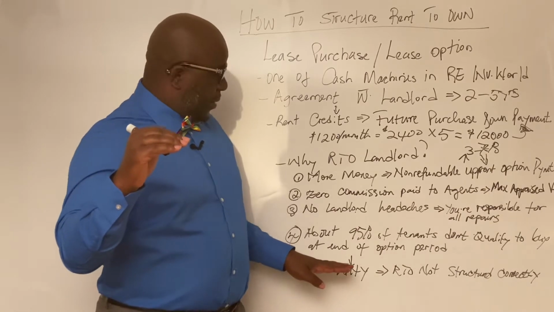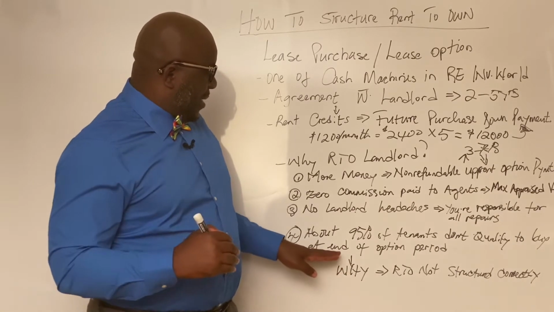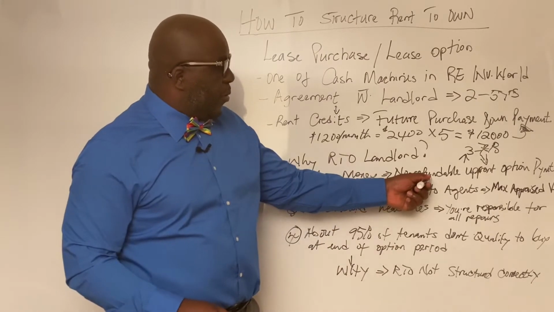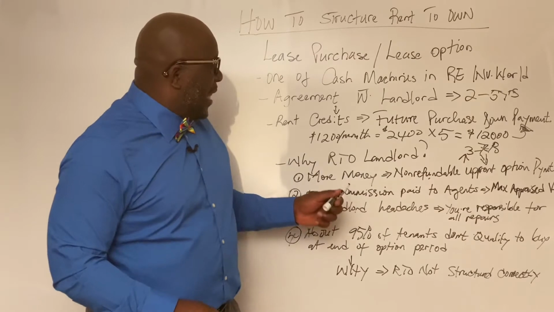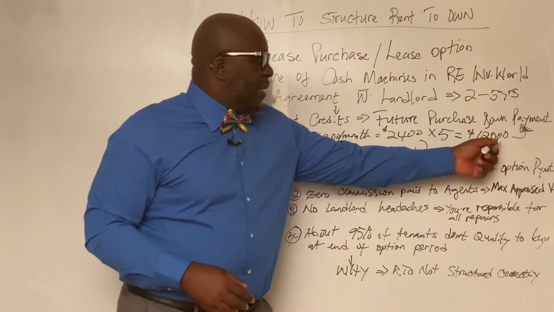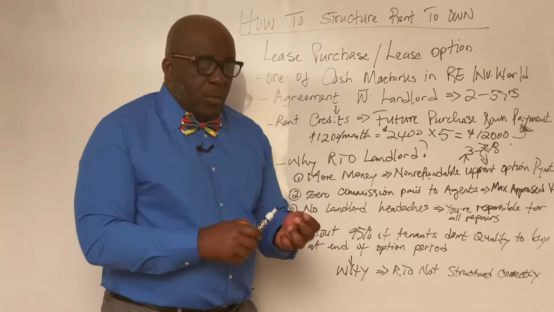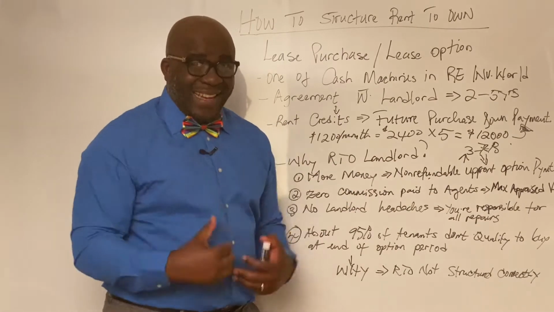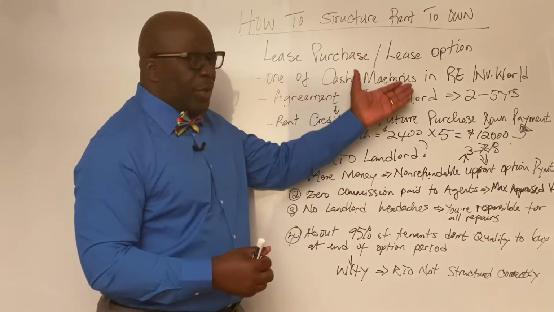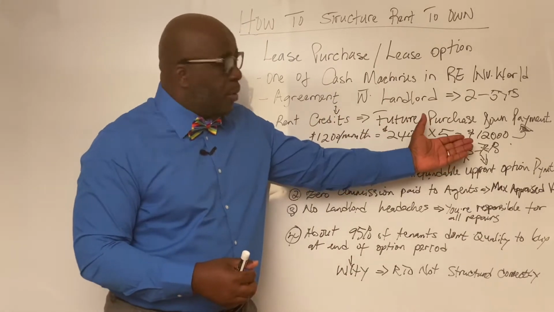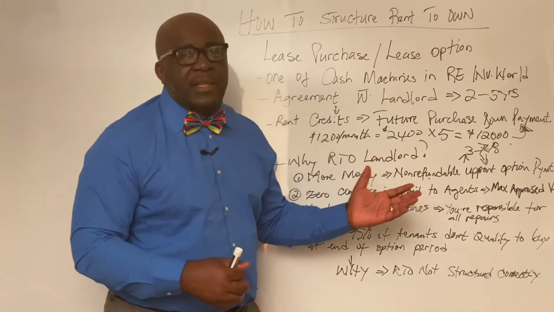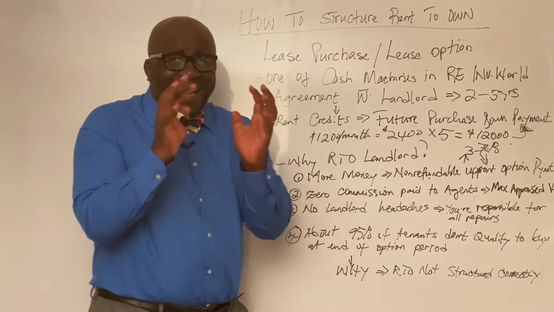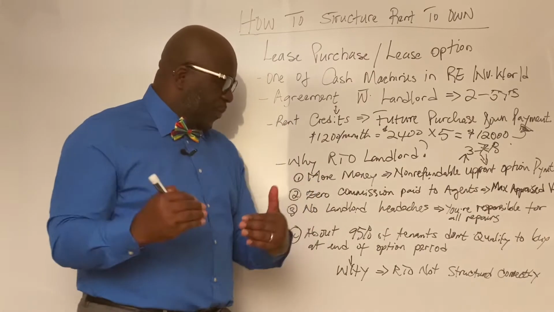So what does the landlord get to do? They keep the upfront non-refundable payment, and they also get to keep the rent credit. And what does the landlord do? They put another sign out: rent to own. The next client comes in, they go through the same process, they pay the non-refundable option payment, they pay rent credit, and the same thing happens. That's why we call it a cash machine in the real estate investment world.